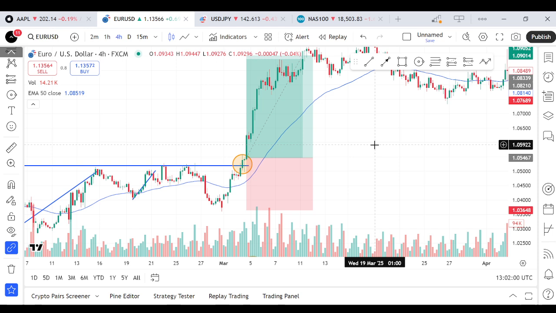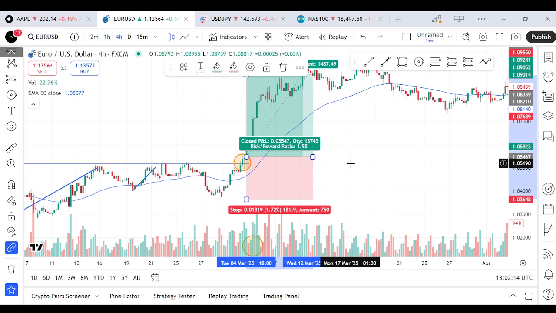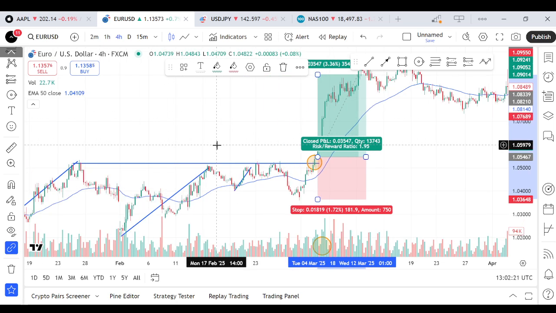Also remember to manage risk effectively. You just place your stop losses at logical technical levels, below recent lows for long trades or above recent highs for short trades. Use a fixed risk reward ratio, for example 1:2, which I used here, or 1:3, and this will ensure that your potential gains outweigh your losses.